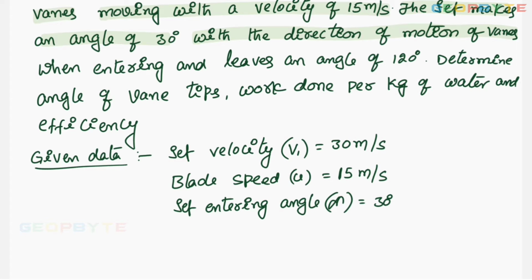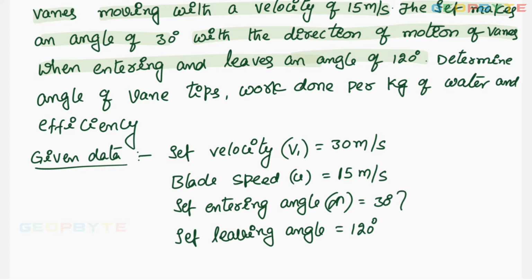When entering and leaving, the water jet leaving angle is given as 120 degrees with respect to the direction of motion. That point is important.